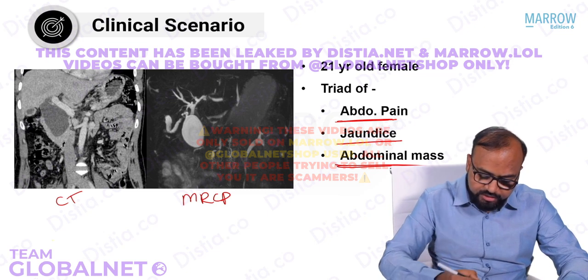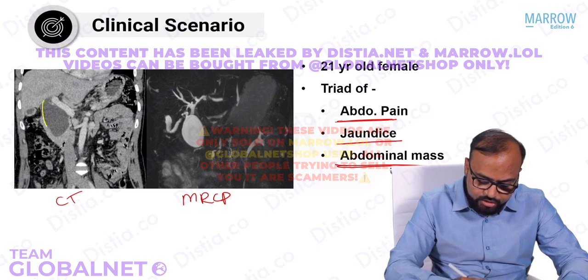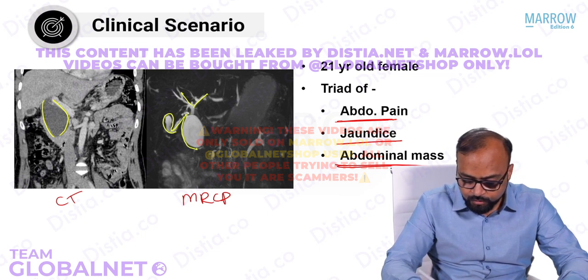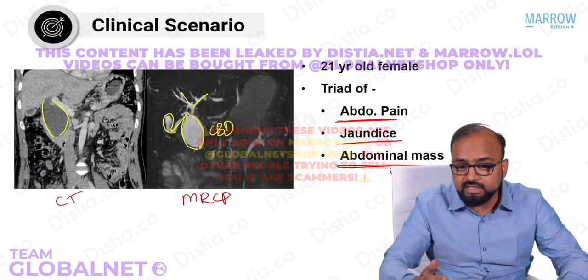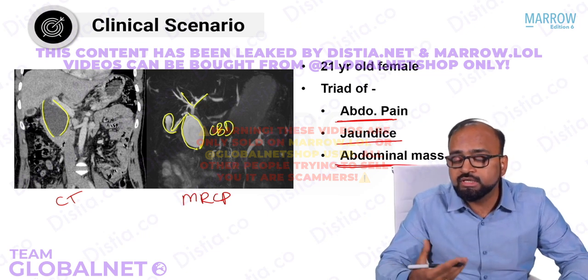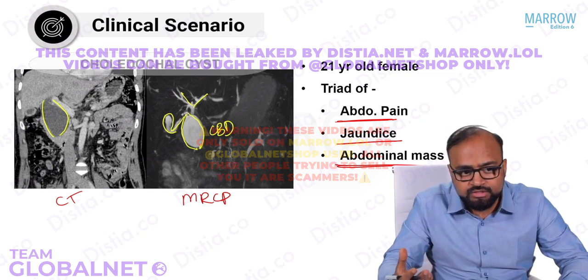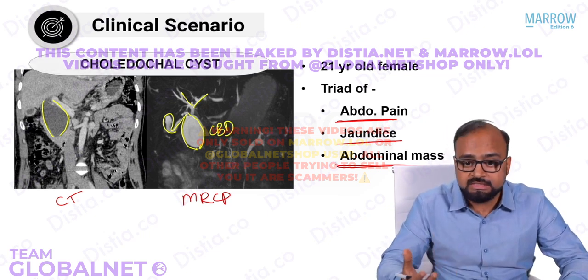The part of the biliary tree that lies outside the liver, that is the common bile duct, shows a fusiform dilatation like this. See, the intrahepatic biliary radicals are good. This is the cystic duct. The gallbladder is good, but there is a fusiform dilatation of the common bile duct. This is a congenital malformation, or a congenital cystic dilatation of the common bile duct. This is called a choledochal cyst.